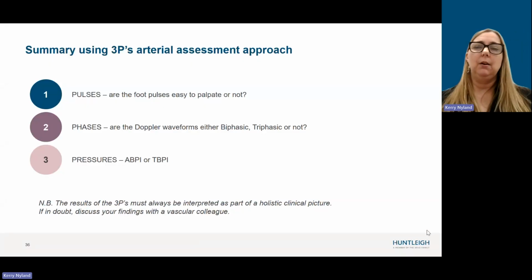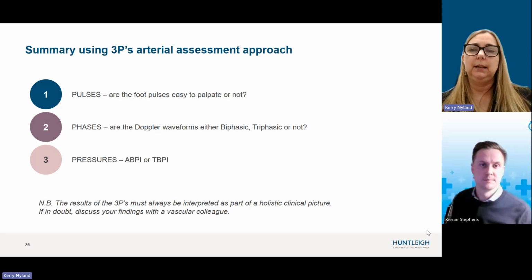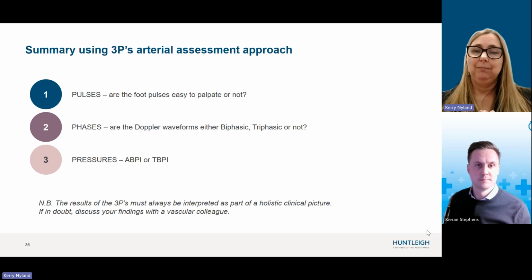So that's the end of the slides. If you just remember your 3 Ps, your pulses, your phases, and your pressures, your ABPI sits within that, within the context of what you're seeing clinically, in combination with a thorough history taking. So there we are. I hope that was helpful.